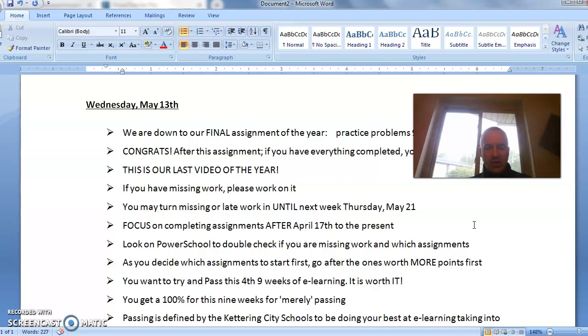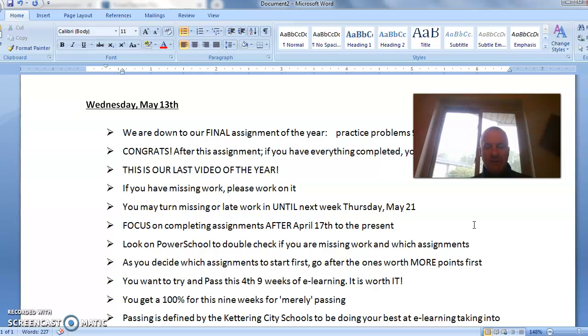What assignment should you start on if you're missing work? Well, the question here is, which ones are counting towards e-learning? The assignments that will actually count directly towards e-learning are the assignments that were posted from April 17th to the present. The district decided to not hold you accountable for the assignments before April 17th. The reason they're doing that is because they wanted to allow some students an opportunity to get adjusted to the e-learning. Now, in this class, if you're doing assignments before April 17th, you do get the points for those. So it will still help you.